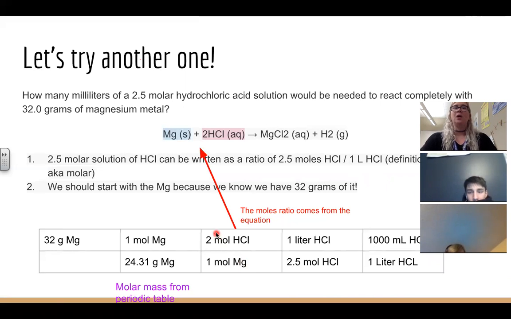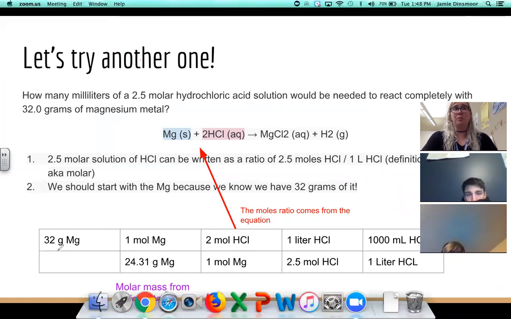Okay, now we know our molar concentration, but again, that's moles dissolved in liters. So we need to somehow incorporate that into this. Well, remember what I always say about units. We want our units to cancel. So far, we're doing pretty good. Grams magnesium is canceling out with grams magnesium. Moles magnesium canceling out with moles magnesium. Moles hydrochloric acid. Well, we're going to need to cancel moles of hydrochloric acid out.